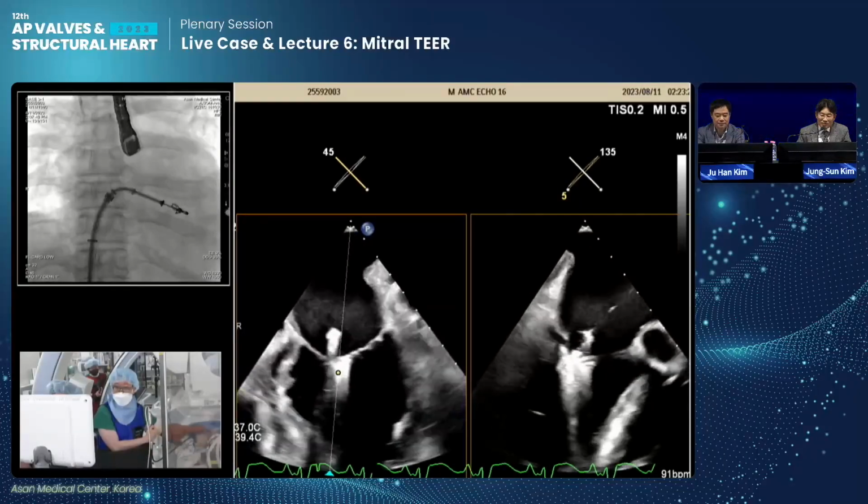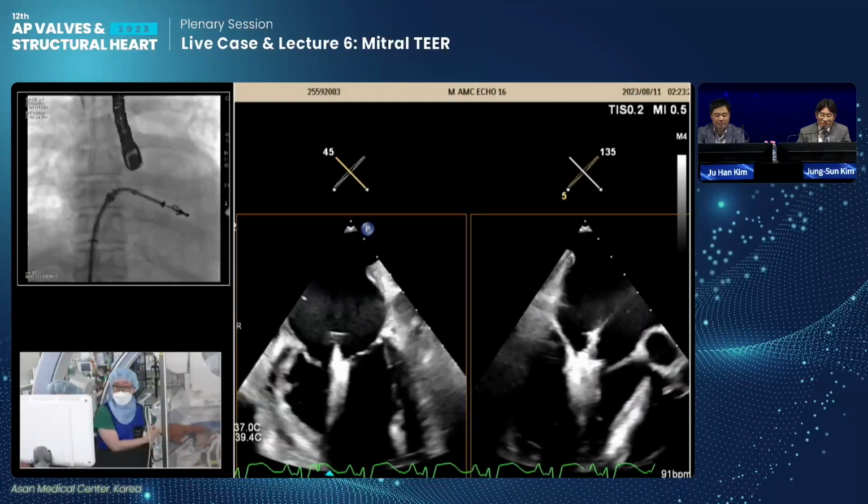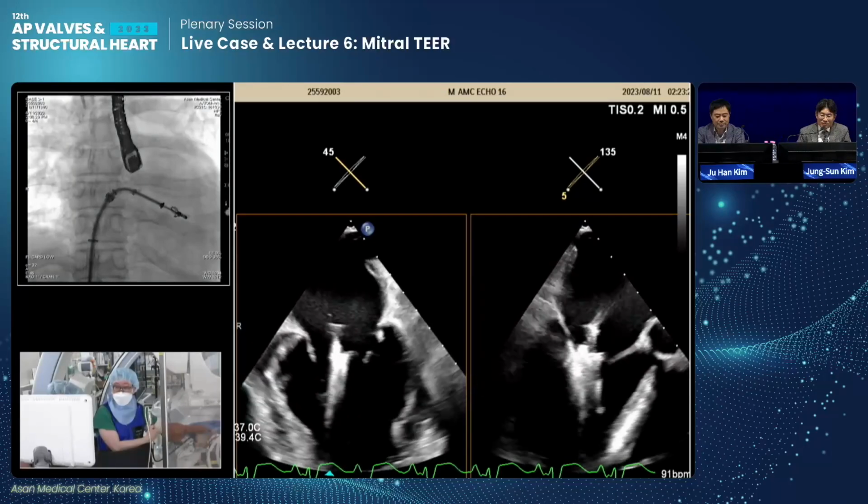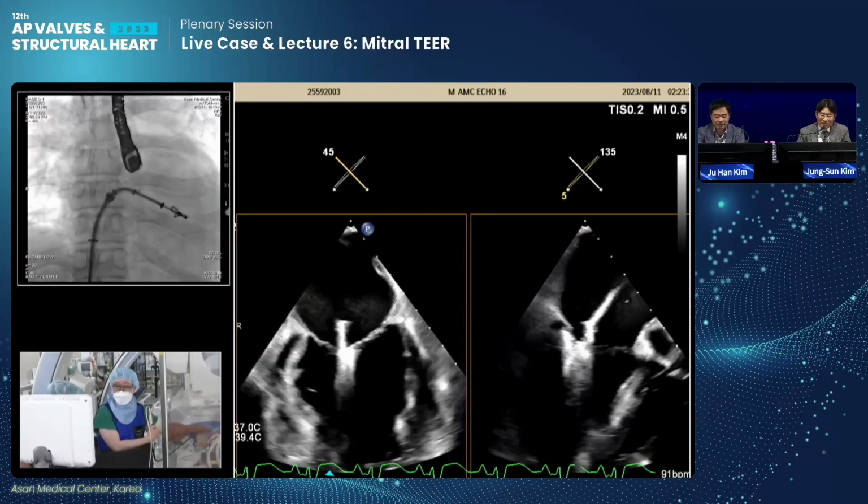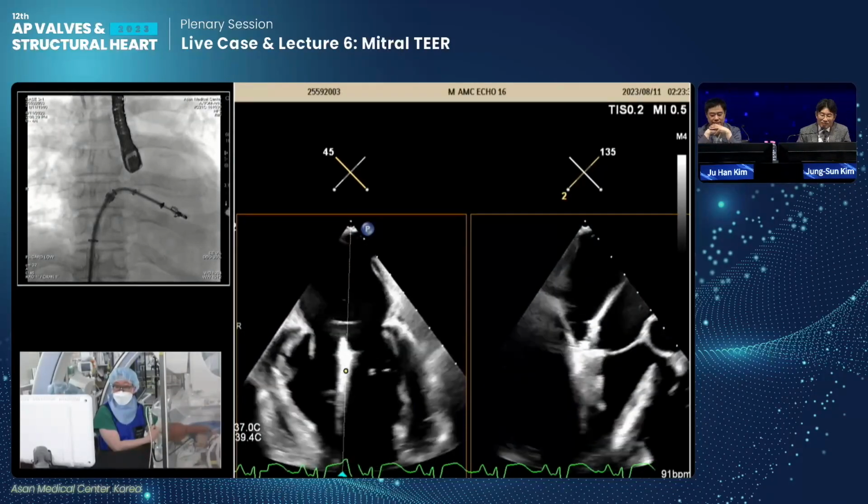Yeah, better. Make a probability. Can you please show the Doppler? Color, please.